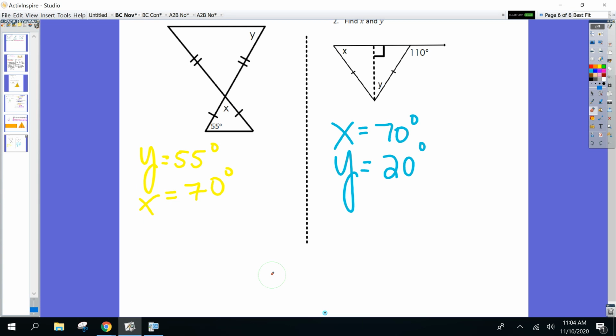Oh, so if there's markings on the diagram, that's part of the given? If it's saying it's isosceles, yes. Usually what it should say is triangle ABC is isosceles with AB congruent to BC. Okay, yes, so technically it is part of it. Correct. Yep.